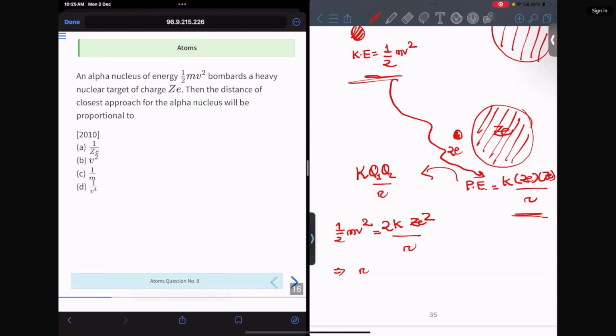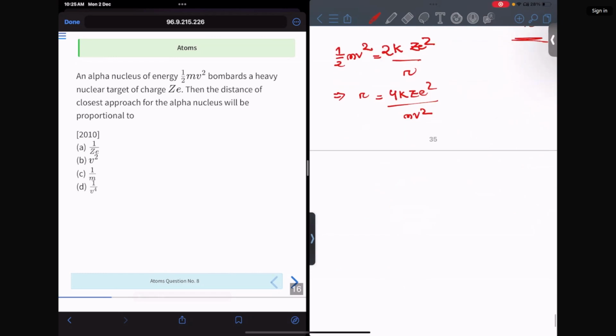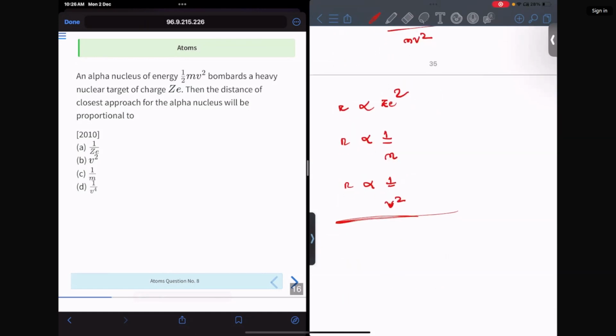So R will be equal to 4K Z²e² upon mv². So R is proportional to Z²e², R is proportional to 1 upon m, R is proportional to 1 upon v². So which of the following do you think is correct in these options? R is proportional to 1 upon n. Option number C.